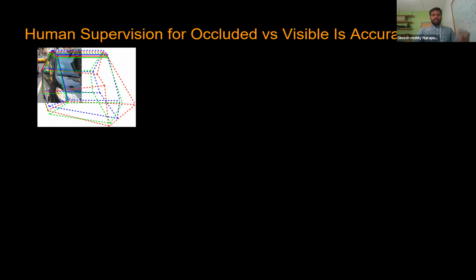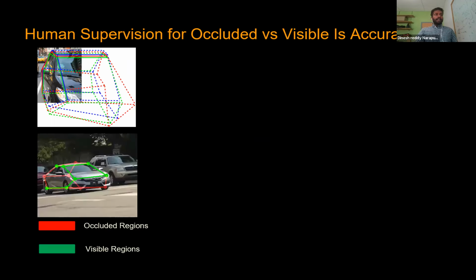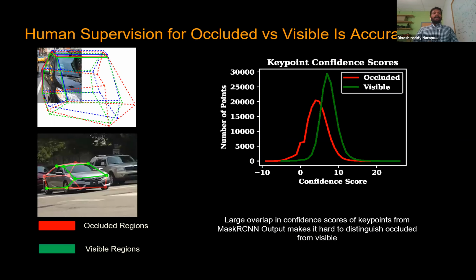Generally, as I was saying earlier, human supervision for occlusion is not accurate. In our case, we have these nice datasets where we are able to show ground truth classification of occluded and visible. So the first question is, how accurate is the prediction from Mask Gaussian? You just take a naive Mask Gaussian and run your keypoint detection. Can Mask Gaussian distinguish occluded from visible is the question.